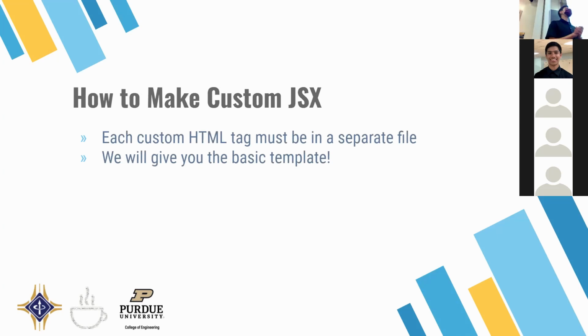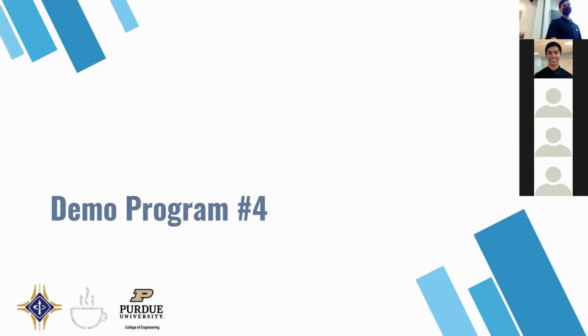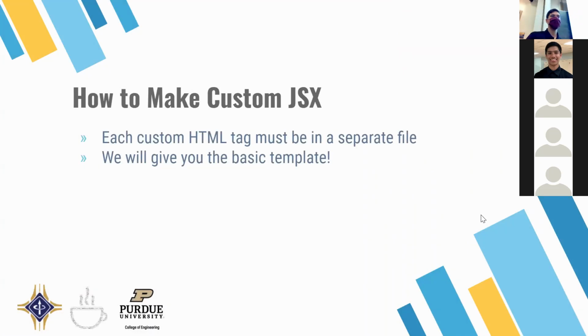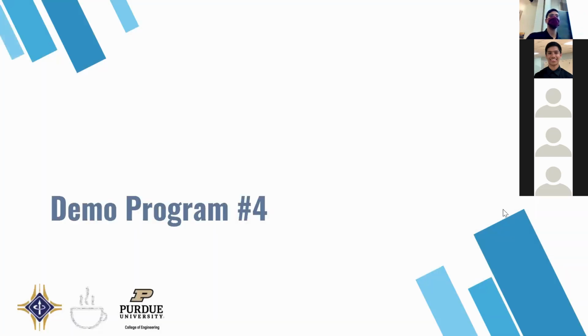So making a custom tag is a bit tricky if you're not too familiar with it, but we'll walk through it in this last demo here, which is that you have to make sure that each of your custom tags is in a separate file. We will always give you the basic template for the component. Just copy it, make a unit, and rename and change all the blank spots I fill in the template to make it work properly for your components. So we'll prove that off in demo number 4 here.